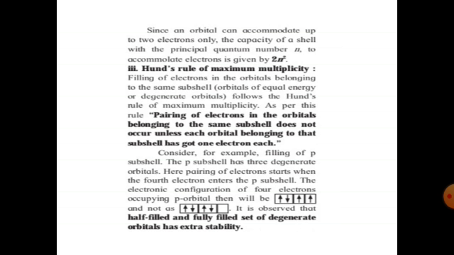What is this Hund's rule of maximum multiplicity? Suppose there is a p orbital, and in the p orbital 6 electrons can be accommodated. So there are 3 orbitals px, py and pz. First you have to fill 1 electron in each compartment, and then you have to pair the electrons. It should not happen that pairing is done first. So first each orbital gets 1 electron and then you have to pair.